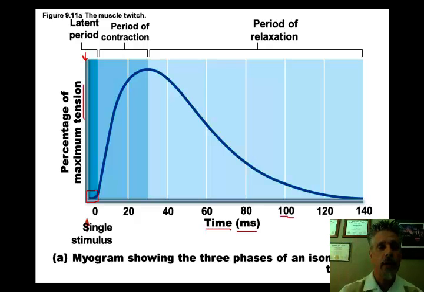Then we get the period of contraction where we see tension going up, okay? And then when it levels off up here, we go into a relaxation phase. And you see the tension generates very quickly, and then it takes a little while for everything to kind of unroll again and separate.